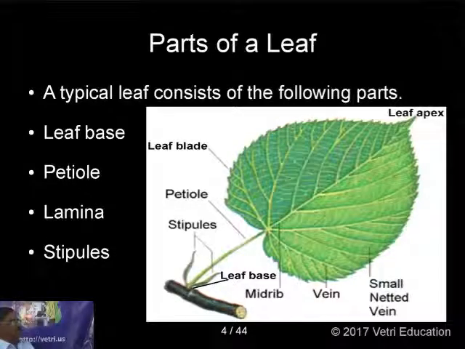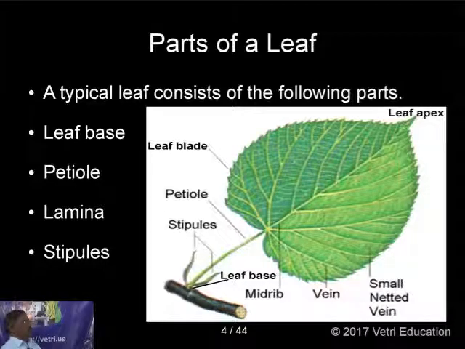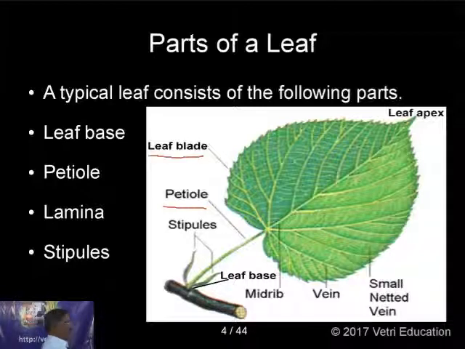Next, let us see the parts of the leaf. A typical leaf consists of the following parts: leaf base, petiole, lamina, stipules, etc. The leaf base is the point of attachment of the leaf with the stem. A stalk-like structure which connects the leaf base with the lamina is called the petiole. The flattened structure is called the lamina or leaf blade. The edge is called the margin, and the tip is called the leaf apex.